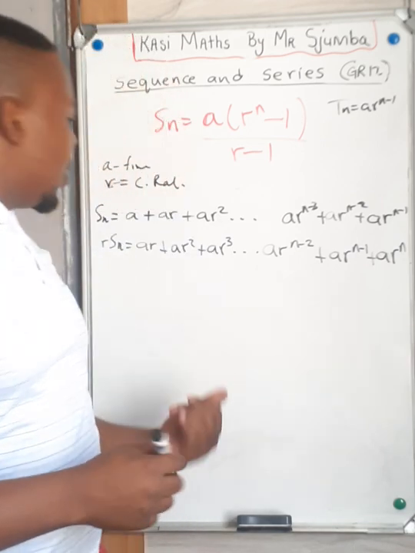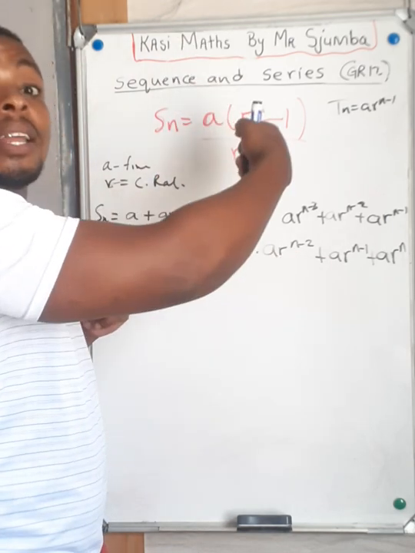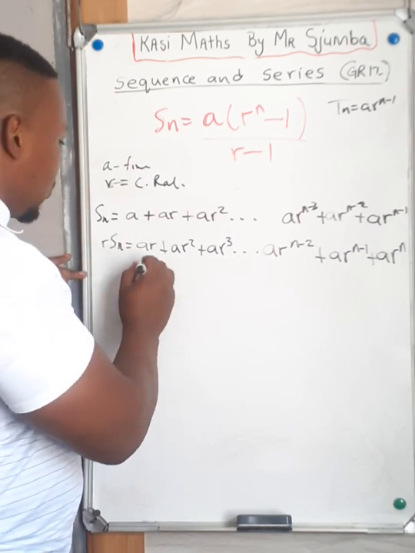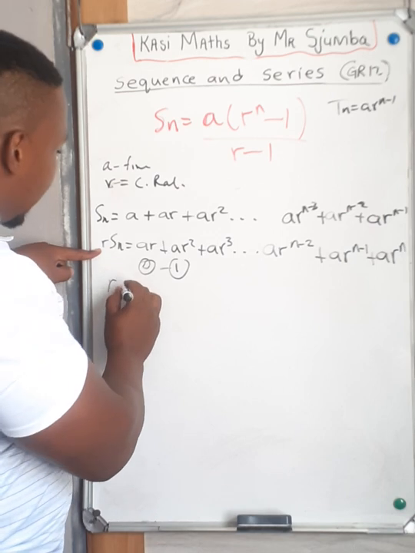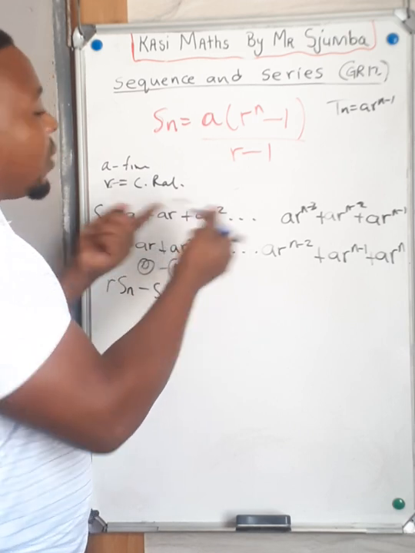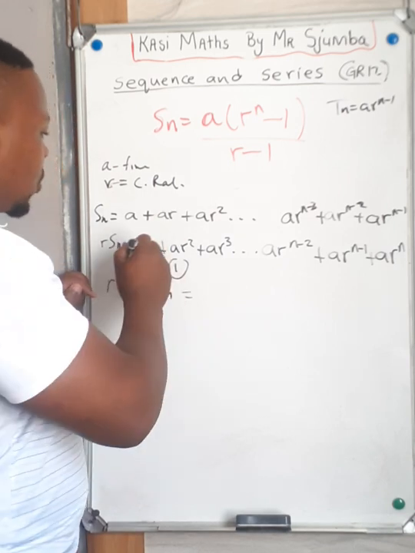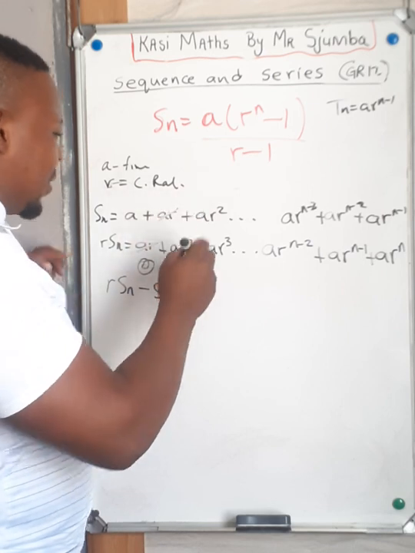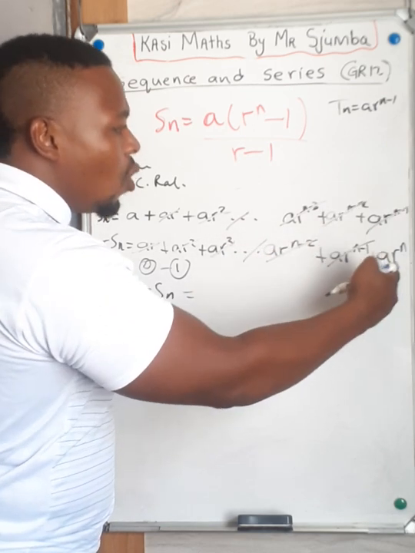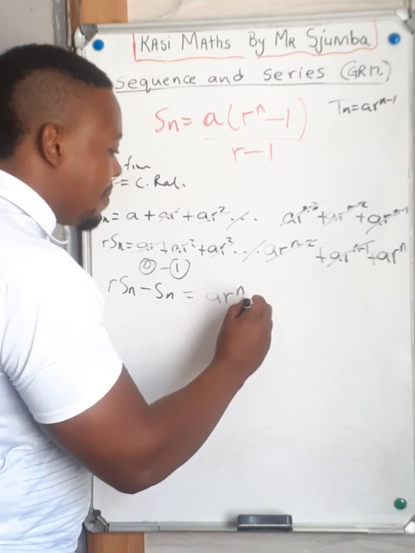So in arithmetic you add equation 1 with equation 2. Here we subtract. It's up to you: you can say equation 2 subtract equation 1, or equation 1 subtract equation 2. So let's say equation 2 subtract equation 1. It's going to be RSn minus Sn, equals, and we subtract like terms. AR and AR are like terms, AR squared and AR squared are like terms. So what's left is ARn minus A.